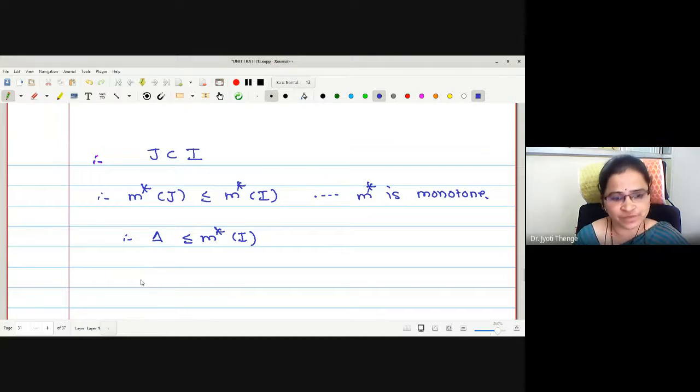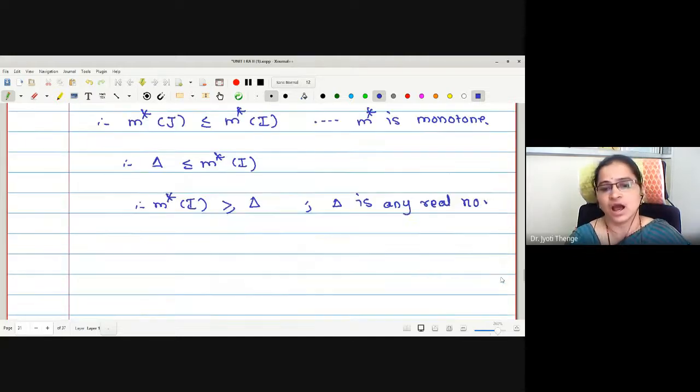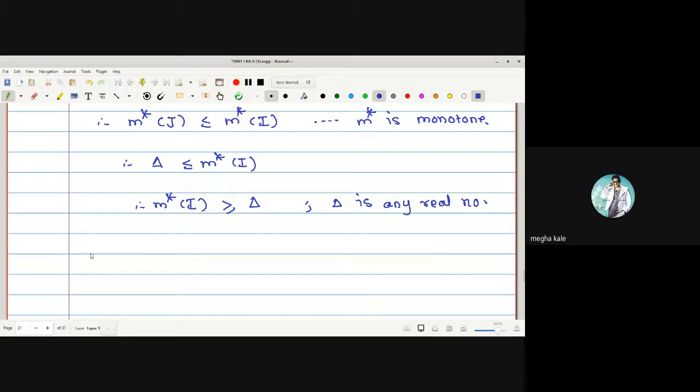What is m star of I we have found? M star of I is greater than or equal to delta, where delta is any real number. Now you tell me the possibility of m star. The outer measure of an interval I is greater than or equal to any real number. What is the only possibility? Infinity. Yes, it is infinity.